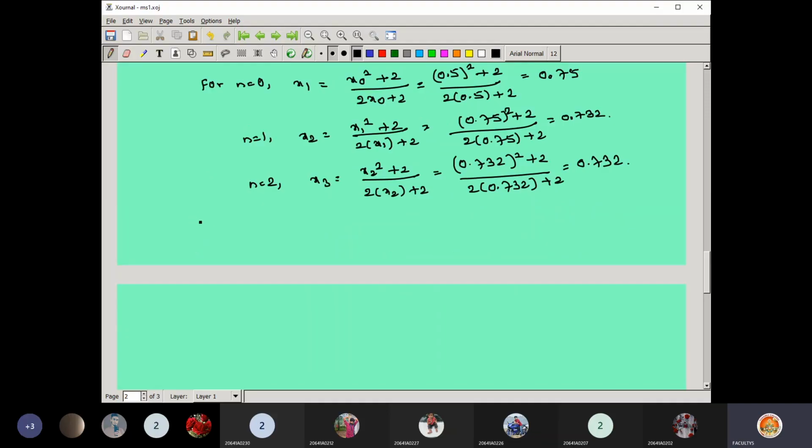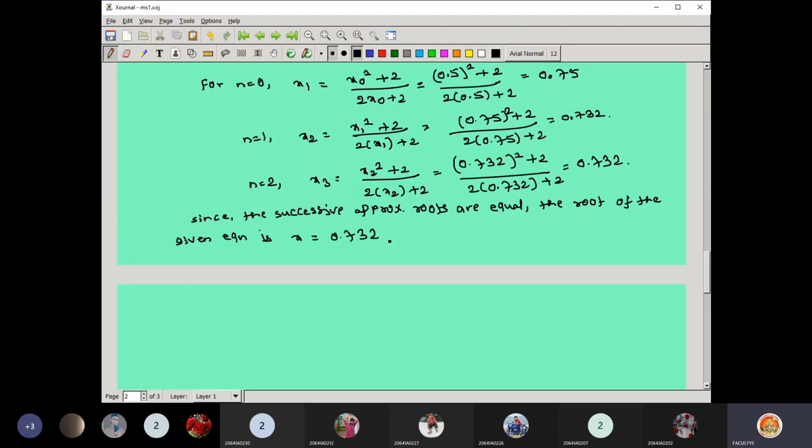So since the successive approximate roots are equal, the root of the given equation is x equal to, just you can write, 0.732.